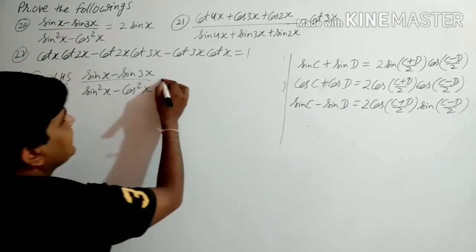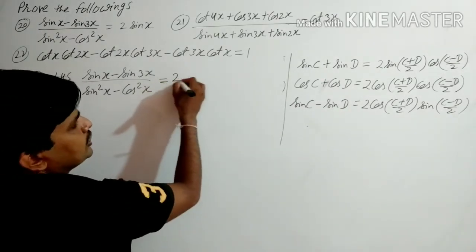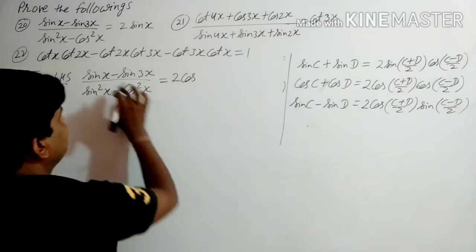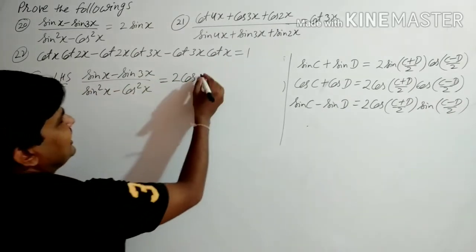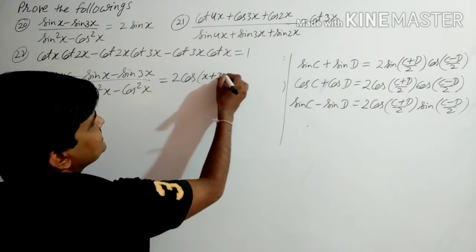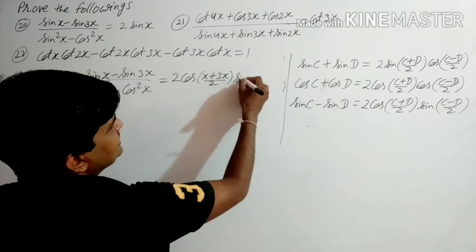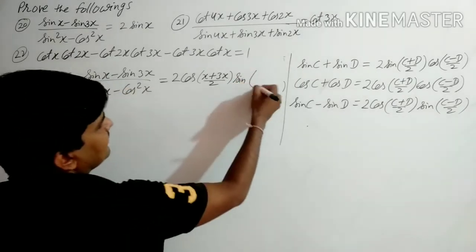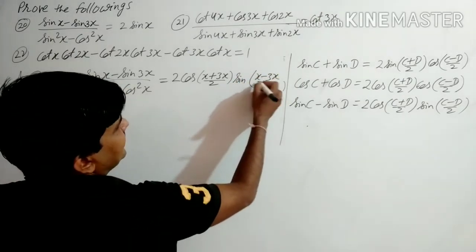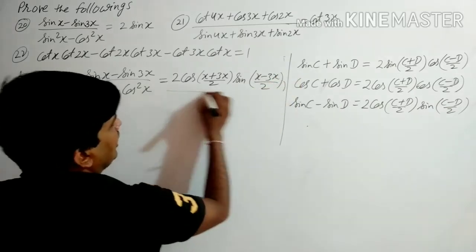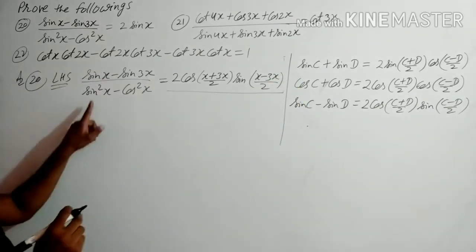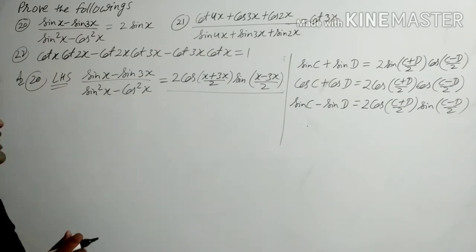So the numerator can be written as 2 cos (c plus d) by 2, where c is x and d is 3x, so x plus 3x divided by 2, and sin (c minus d) by 2, so sin of x minus 3x upon 2. Upon the denominator. The denominator is sin square x minus cos square x.